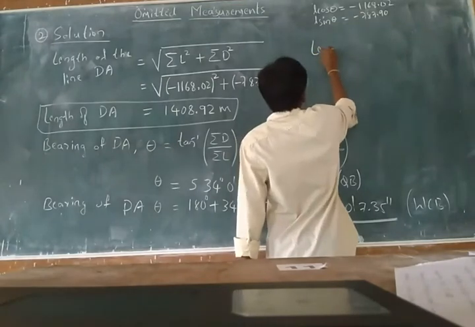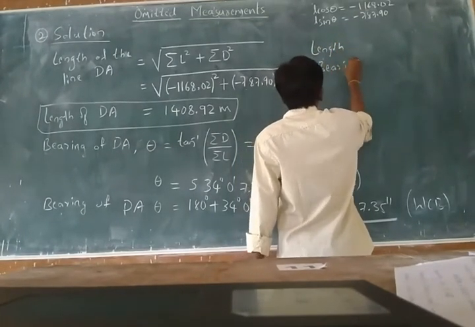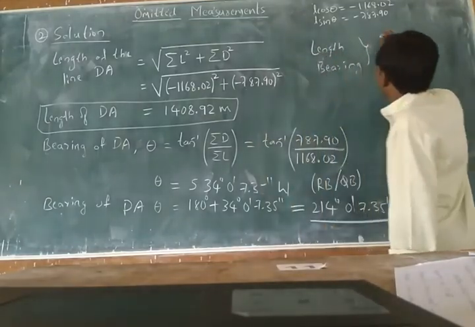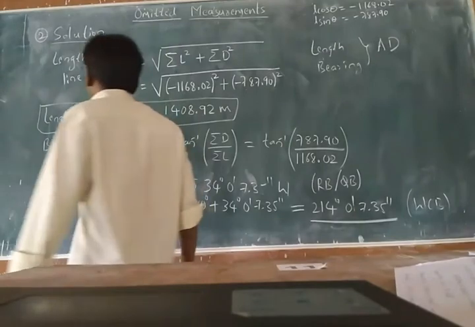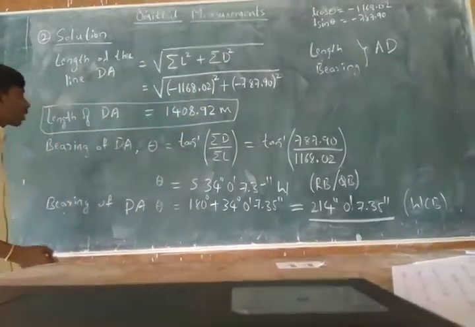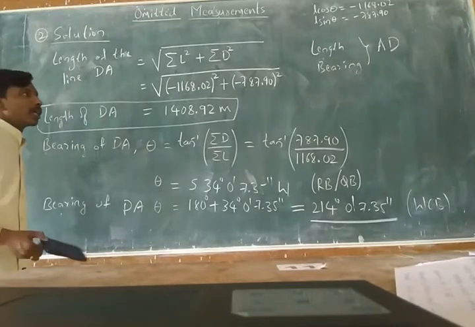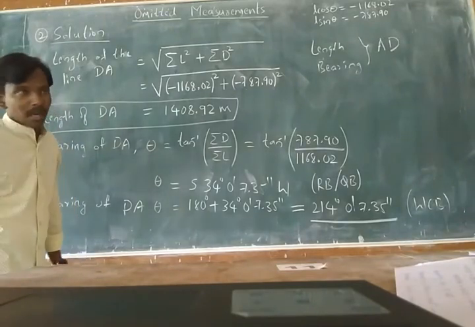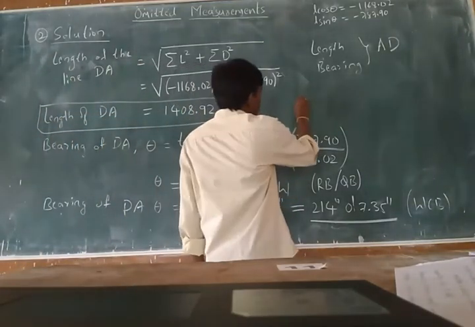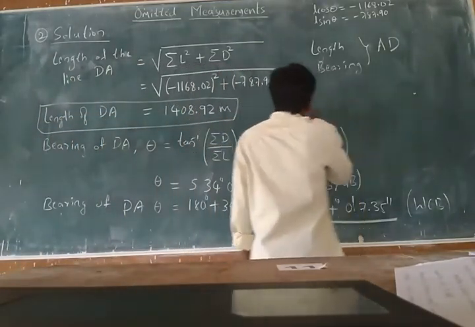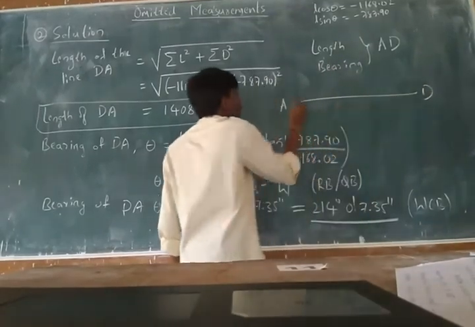Once again observe the question, they have asked the length and bearing of AD. Now we have calculated the length and bearing of DA. As I have already explained, the length will always be the same, either you measure the line from A to D or D to A.